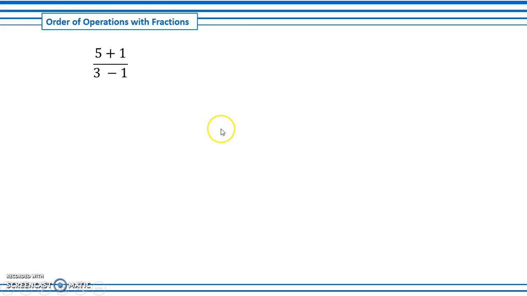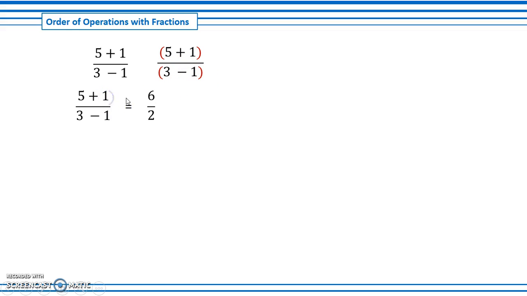And the last type of problem we're going to look at that's kind of tricky are fractions. What you need to remember with fractions is that there's kind of invisible parentheses grouping the numerator and another set of invisible parentheses grouping the denominator. So you need to do everything in the numerator and everything in the denominator, and last you divide.